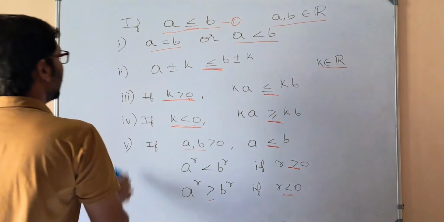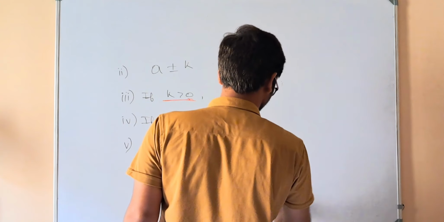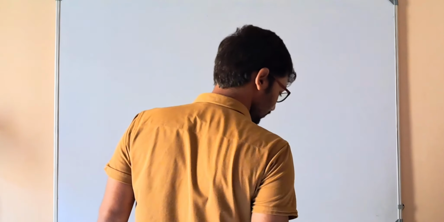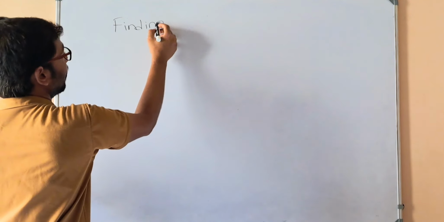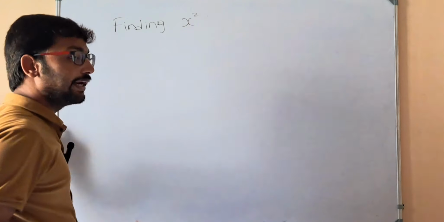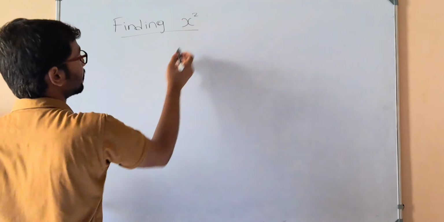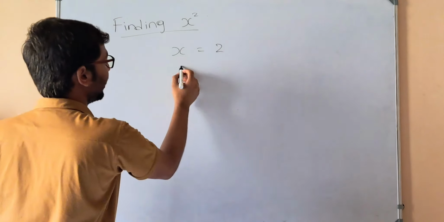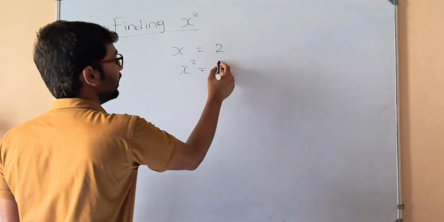Okay, so now next, finding x square for given values of x. We know if x is equal to 2, then what is x square? We just square on both sides, so x square will be 4.